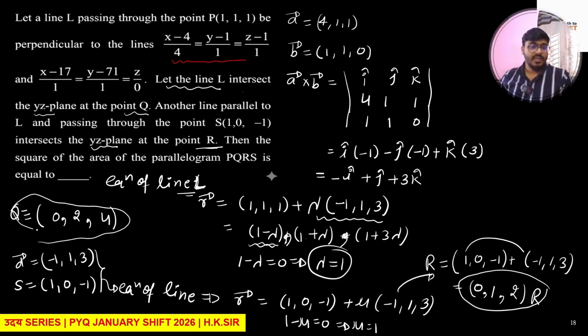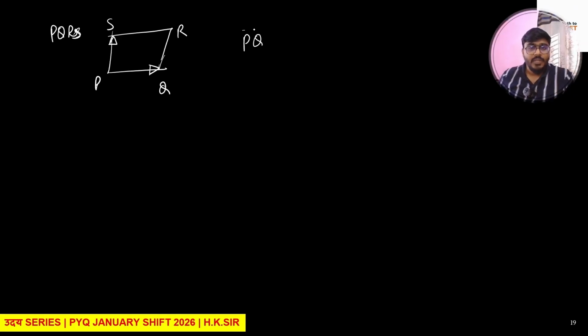Now what are they asking? They are asking for the square of the area of parallelogram PQRS. PQRS is a parallelogram. If a parallelogram is there, how do we find its area? PQ cross PS, magnitude. This is the area. So we have to find PQ cross PS.